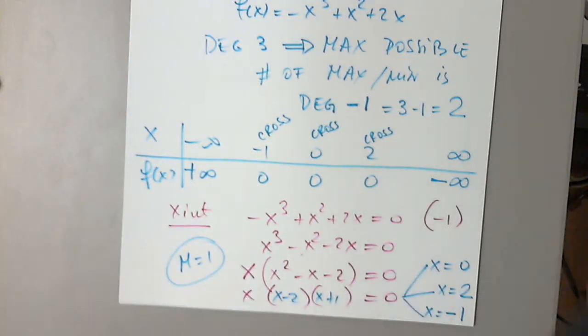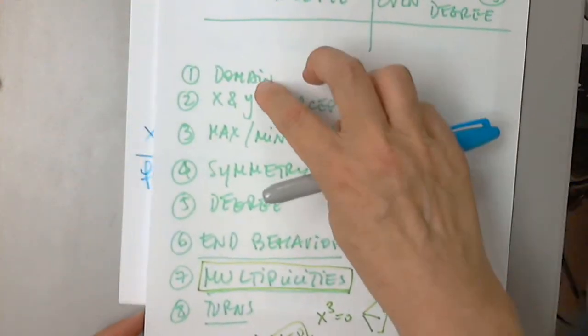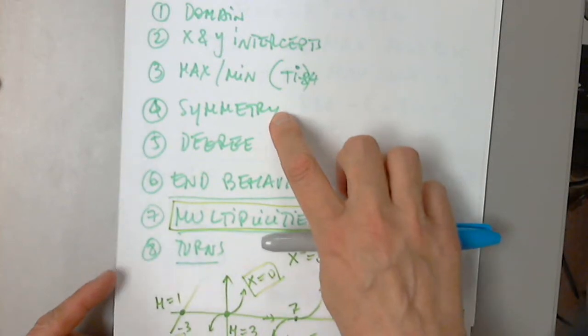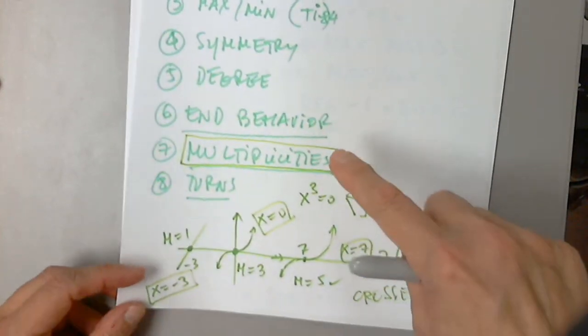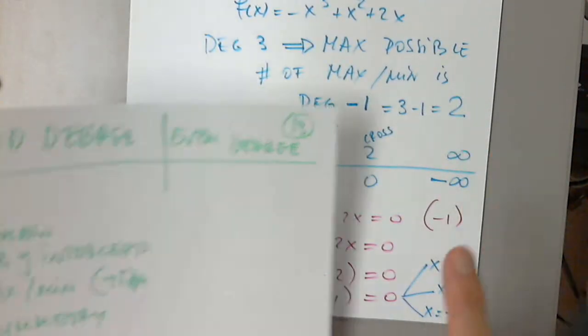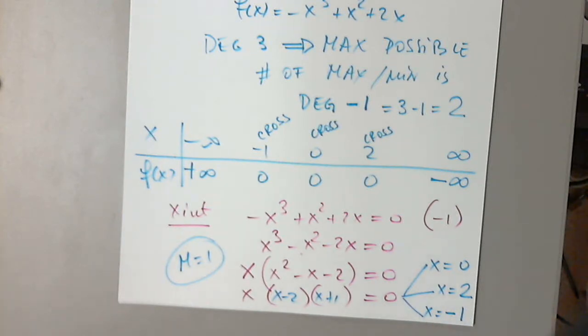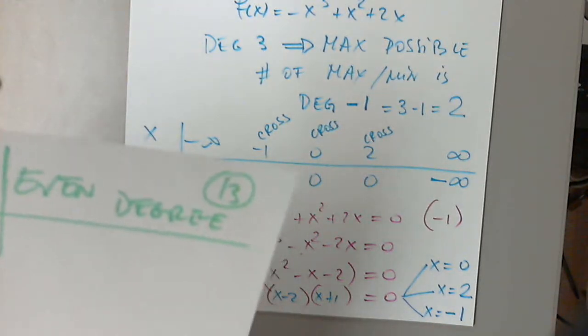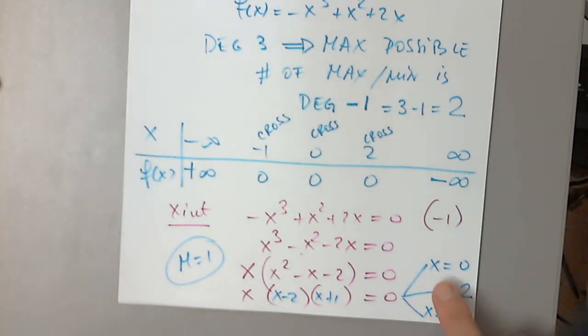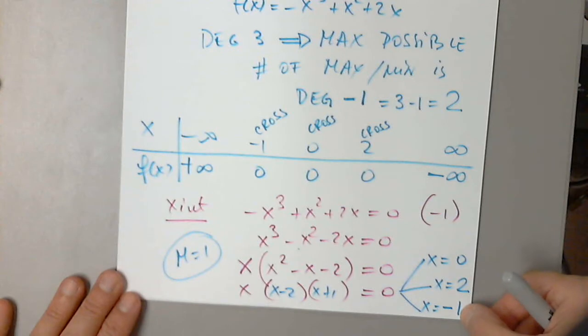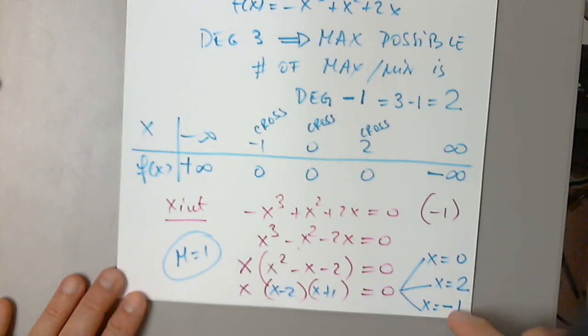So let's go through the list and make sure we checked everything. Domain, yes. X and y-intercept, yes. Max, min in a minute. Symmetry we haven't discussed. Degree, yes. And behavior, yes. Multiplicity, yes. Terms, yes. Maximum 2. So the only thing we have to look at is symmetry, and we're done. Multiplicity is 1. Yes, because x equals 0 appears only once, x equals 2 appears only once, and x equals negative 1 appears only once. So the multiplicity would be 1 for all of them.